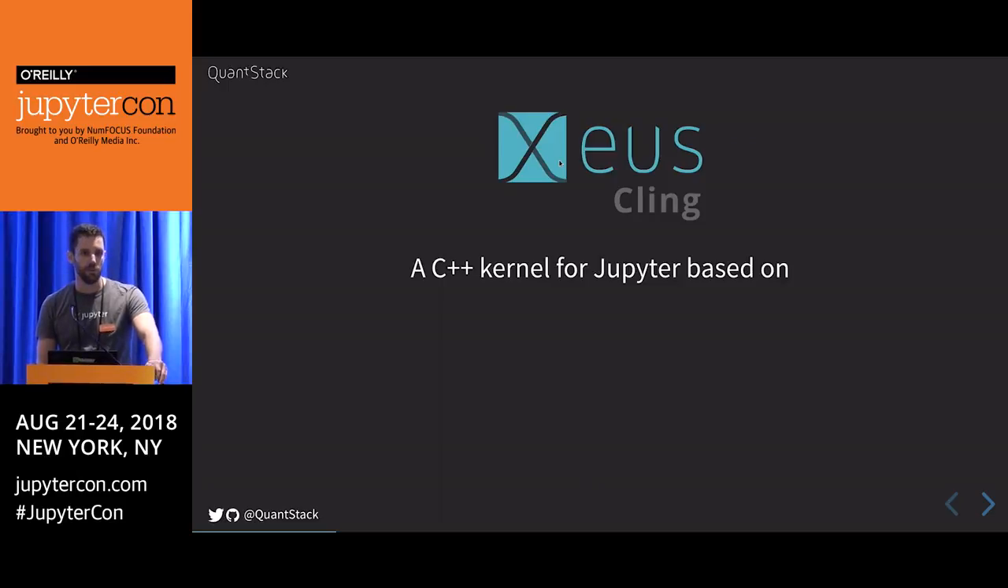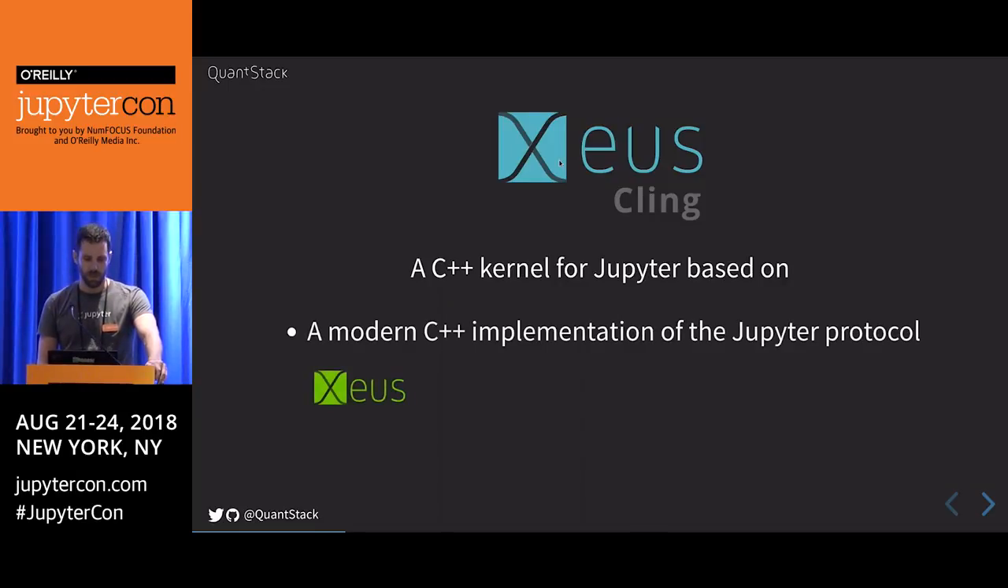So it is actually a kernel for Project Jupyter that allows you to use the C++ programming language in the Jupyter notebook and other tools. So it's built upon the Xeus library. Xeus is a modern C++ implementation of the Jupyter protocol. It is not a kernel itself. It is a library meant to build kernels.